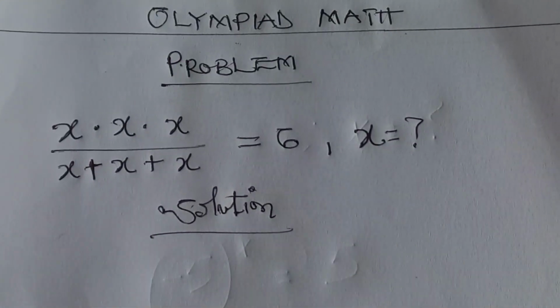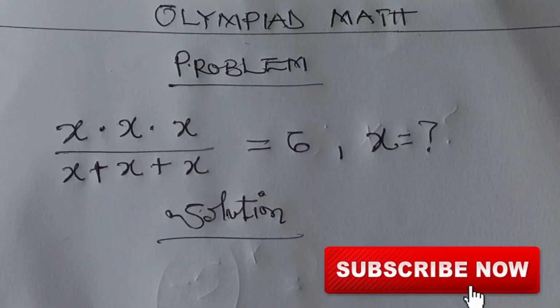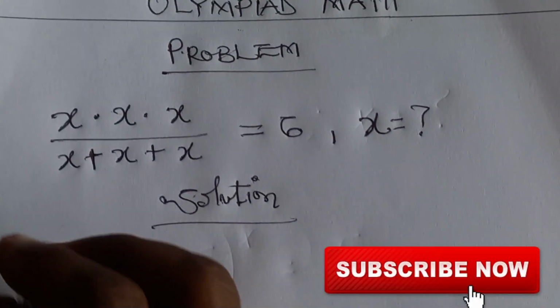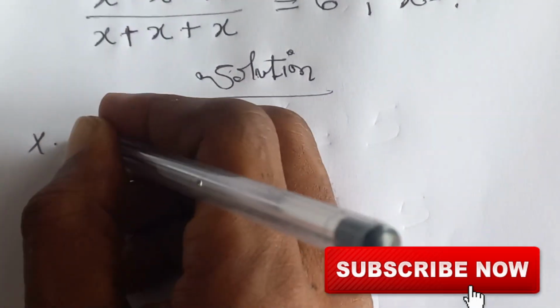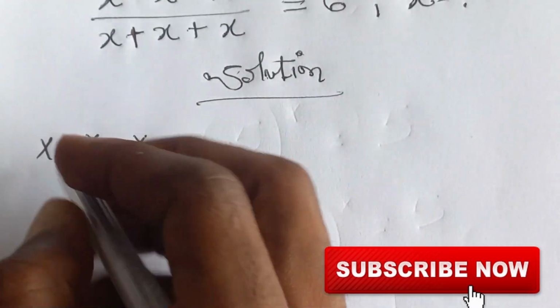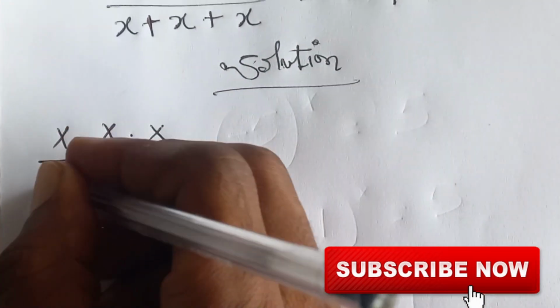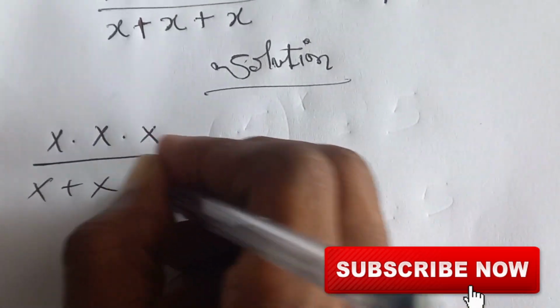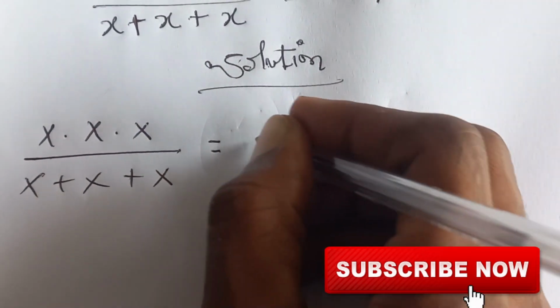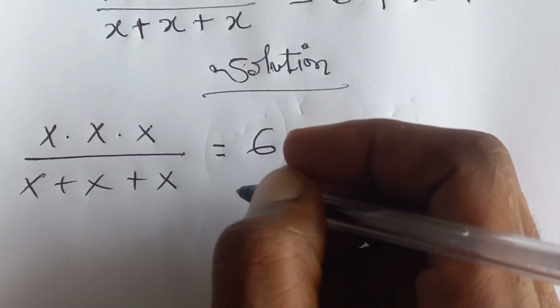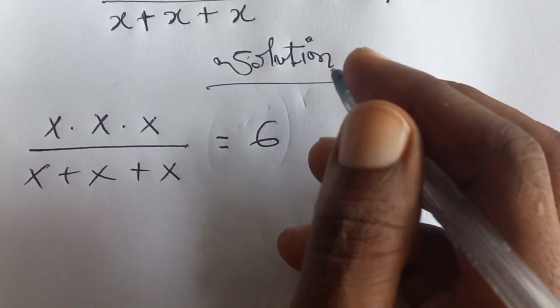So let's come to the second problem. Today we are looking at this problem. We have x multiplied by x multiplied by x, on x plus x plus x, is equal to 6. In this case, we are looking for x.